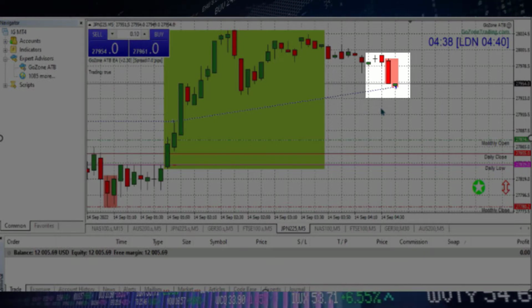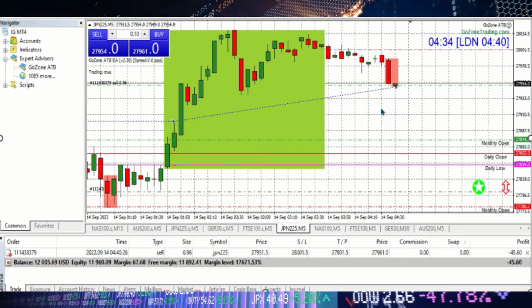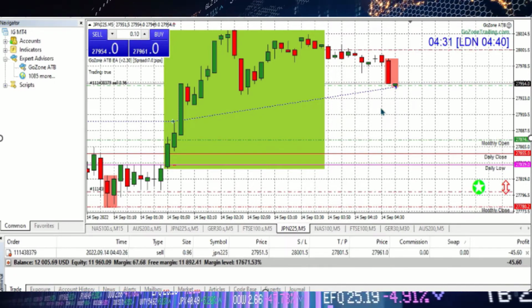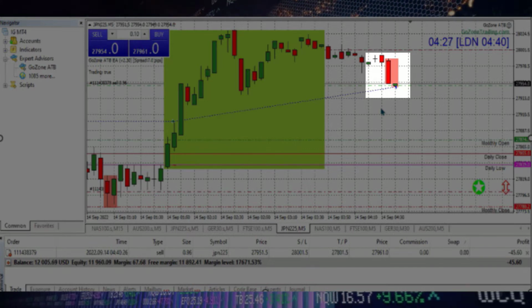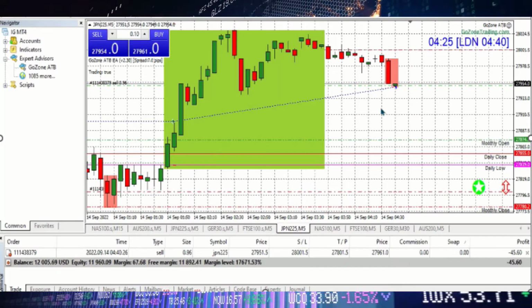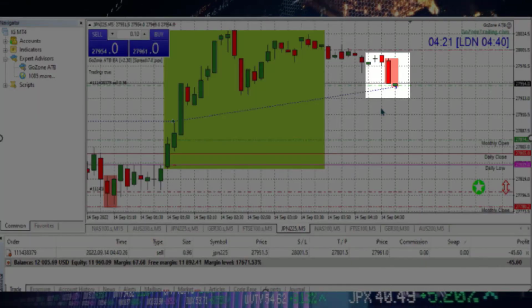The Go Zone ATB just closed out the last 25% of the trade, as you can see by our trade data, which is at zero, which means we are not in a trade at the moment. It did this because the first candle in an opposing trend closed within the Go Zone. We banked another $26 for a total of $419 so far.